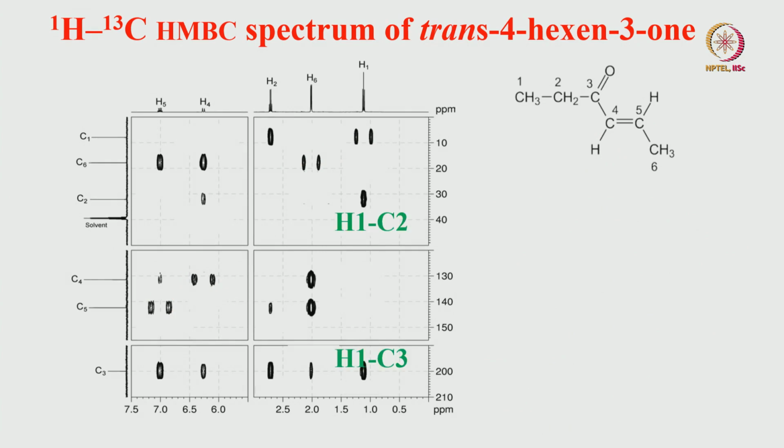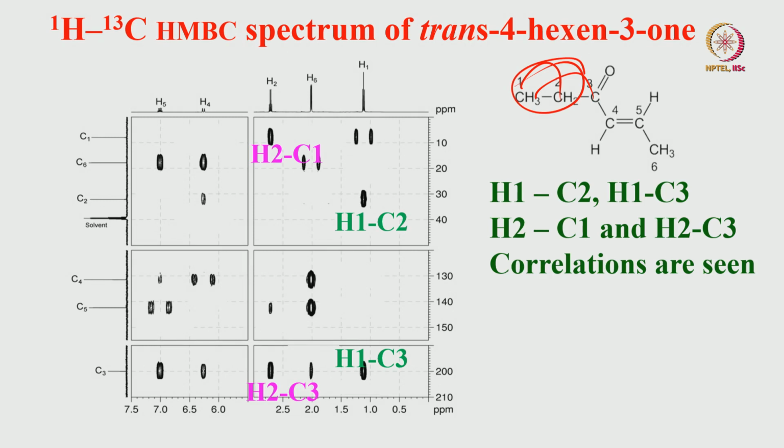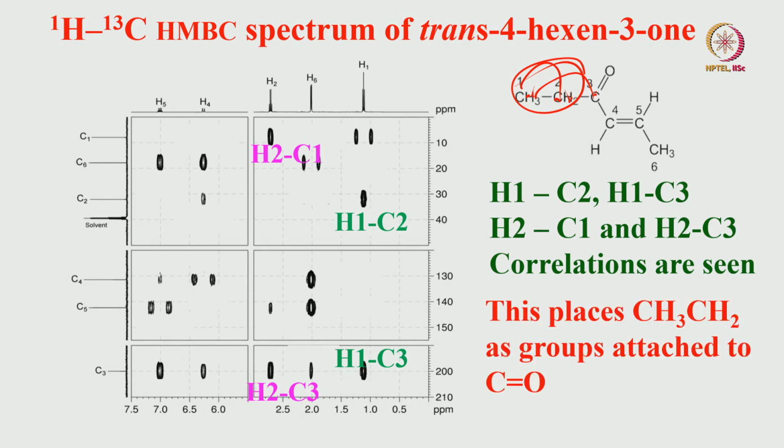All right. And then you can see in HMBC, H1 is correlating to C2, and H1 is also correlating to C3. This puts them on one side of the C double bond O. H2 is also correlating to C1, H2 is also correlating to C3. So, varieties of correlations you can see. This puts the CH3 CH2 on one side of C double bond O. We can say CH3 CH2 is attached to C double bond O from these HMBC correlations. I hope it is clear for you.